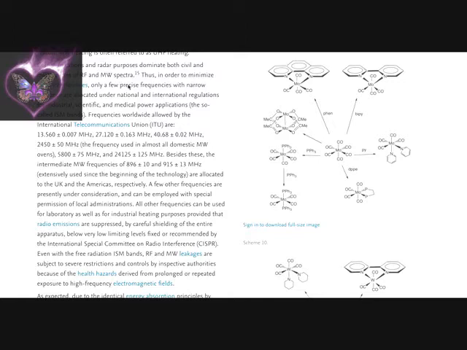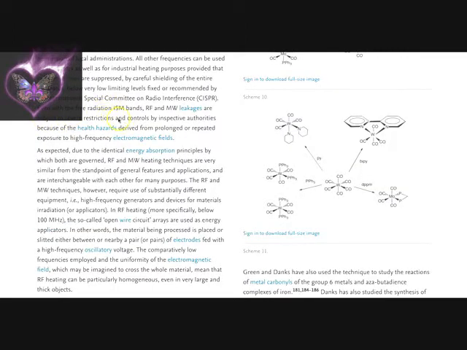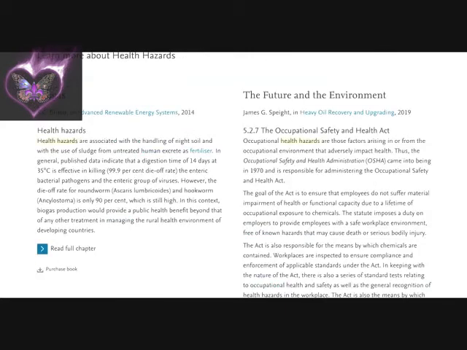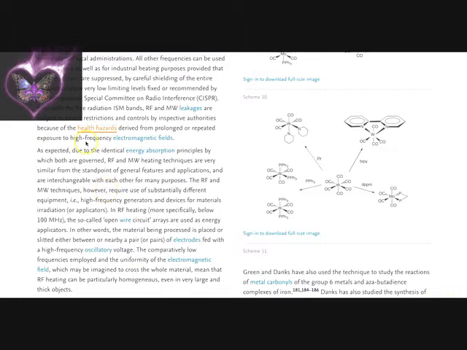So there you go. Okay, wait. Even with the free radiation ISM bands, RF and microwave leakages are subject to severe restrictions and controls by inspective authorities because of the health hazards derived from prolonged or repeated exposure to high-frequency electromagnetic fields. Health hazards, let's see what they say. Science Direct. I mean, we've got stuff already. Oh, they just list health hazards. Okay.